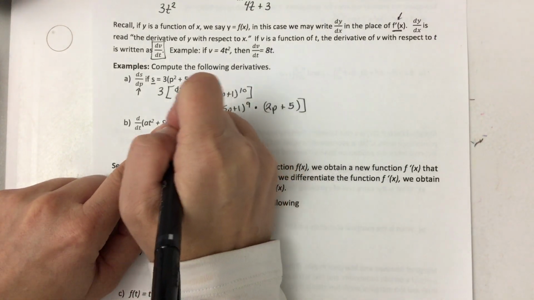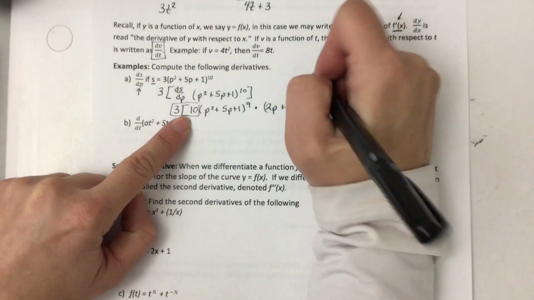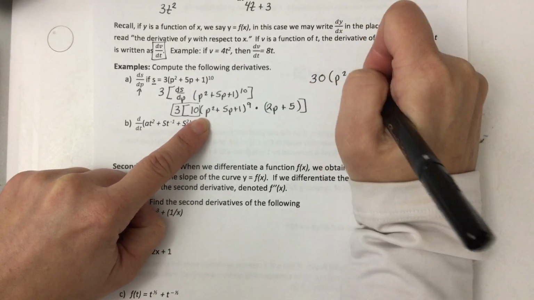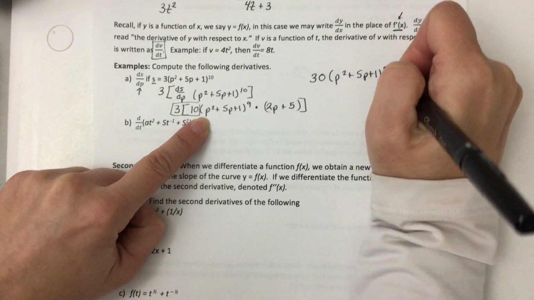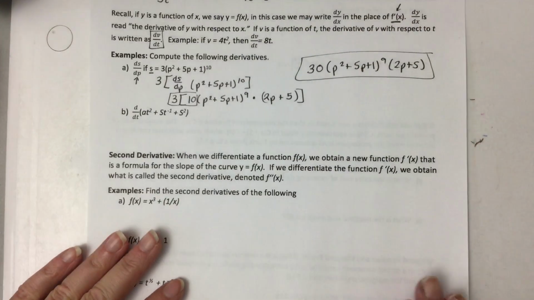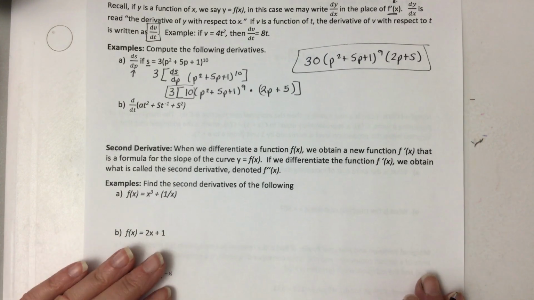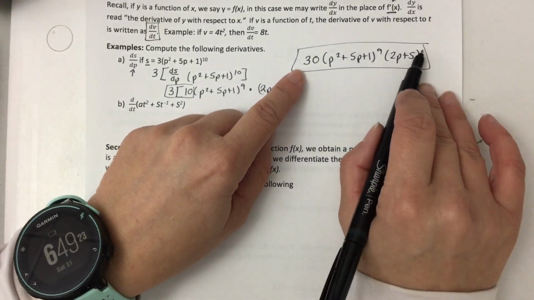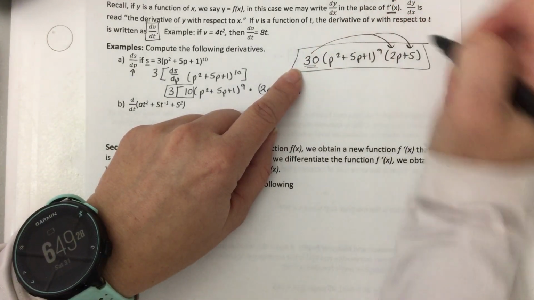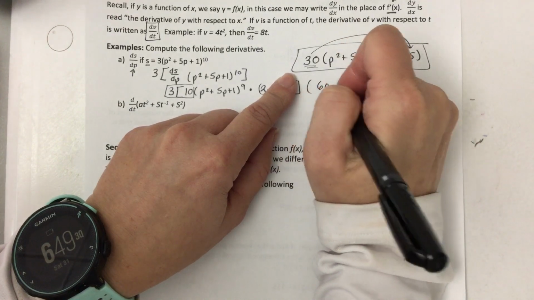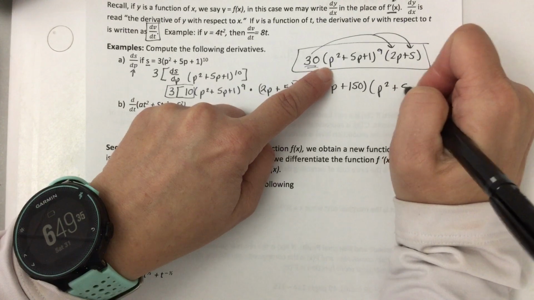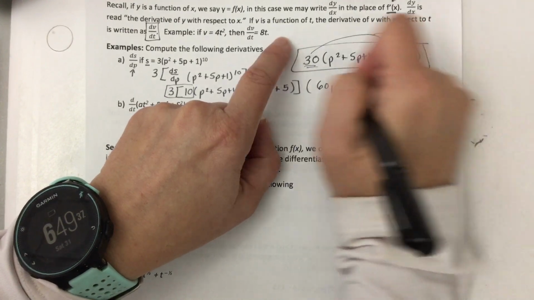We have to simplify this. I can just go ahead and take the 3 times 10, and I'm totally good if you leave it as 30 times p squared plus 5p plus 1 to the power of 9 times the group 2p plus 5. If you keep it like that, you're golden. I know on the back of the book, sometimes what they'll do, because this has an exponent of 1 and this is just a single term, they will go ahead and distribute that and show it as 60p plus 150. Then I have my p squared plus 5p plus 1 to the power of 9.